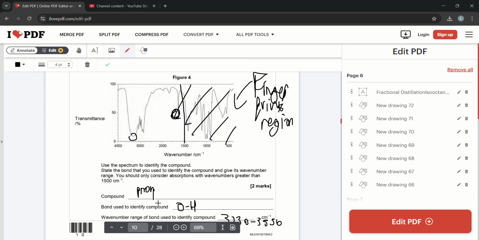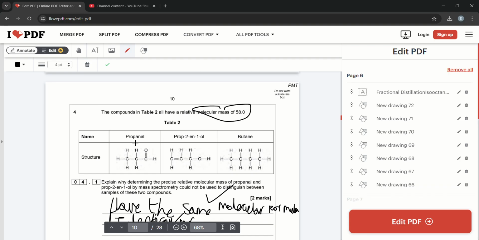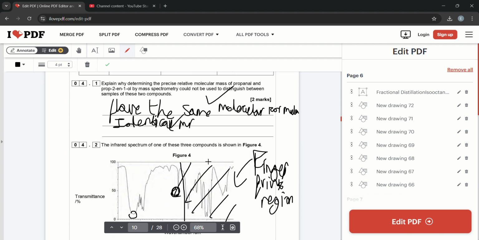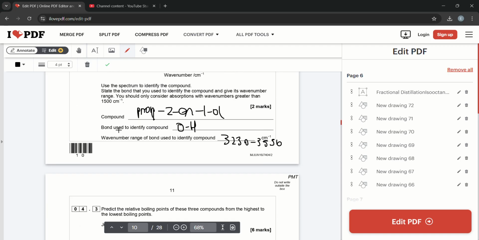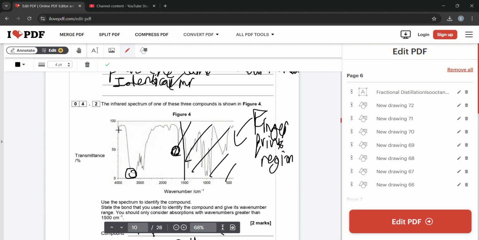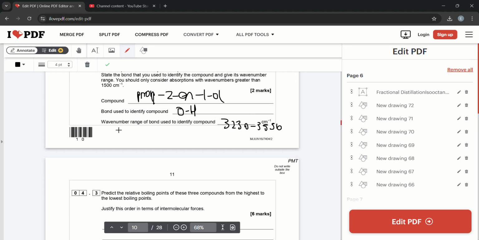Prop-2-en-1-ol. Because think about it, propanol doesn't have an O-H bond, and butane definitely doesn't have an O-H bond. Propene-2-ol does, and we've clearly identified a peak here which reflects the O-H bond, with a wavenumber of 3230 to 3550. And remember, the peaks point downwards in the infrared spectrum.